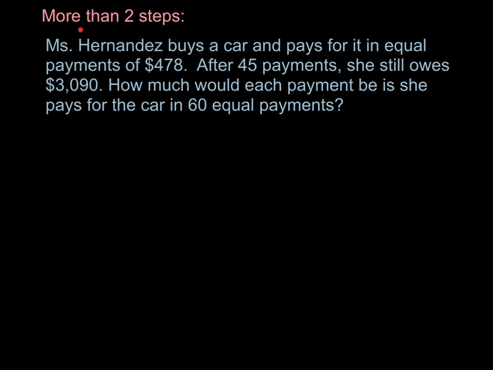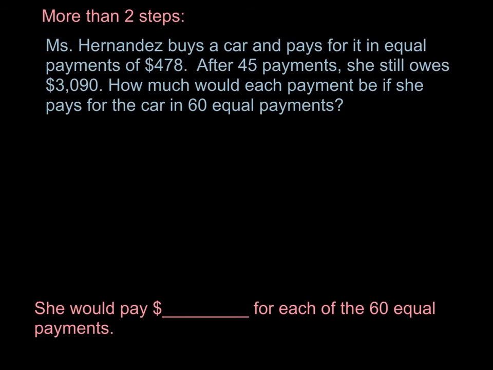Sometimes a problem requires more than 2 steps to solve. Let's read this one. Ms. Hernandez buys a car and pays for it in equal payments of $478. After 45 payments, she still owes $3,090. How much would each payment be if she pays for the car in 60 equal payments? Well, the question wants to know how much each payment is if she pays for it in 60 equal payments. So our sentence answer would say she would pay blank dollars for each of the 60 equal payments.